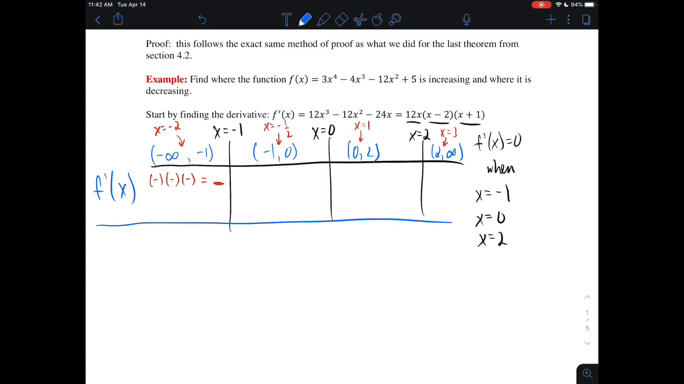This then tells me that my original function, f of x, is decreasing in that interval. So let's continue that with the others.